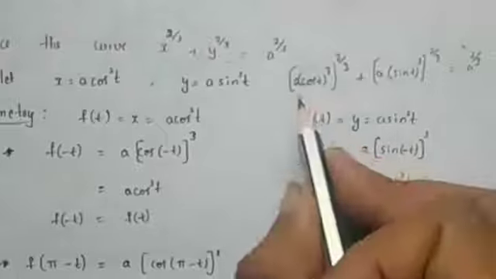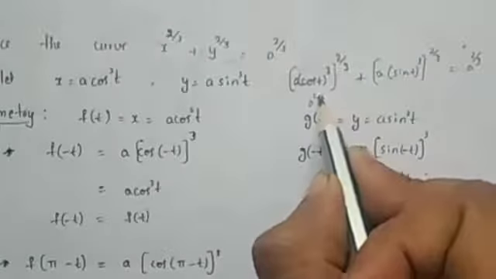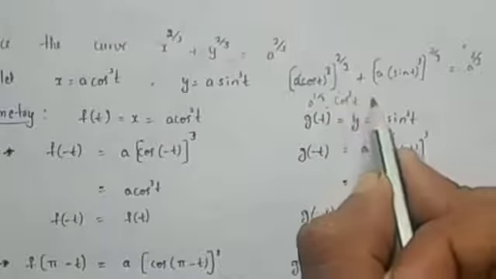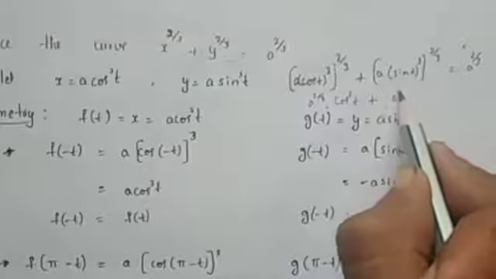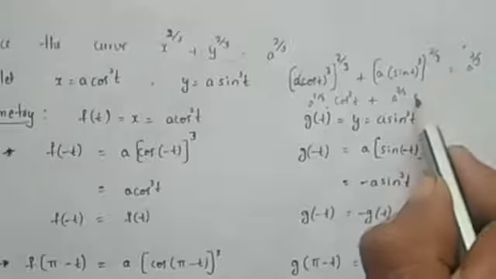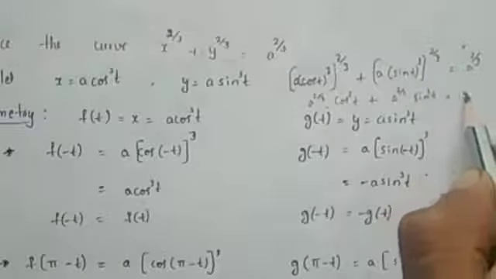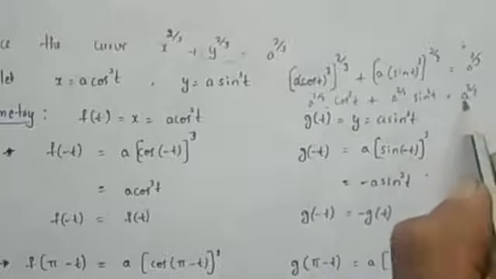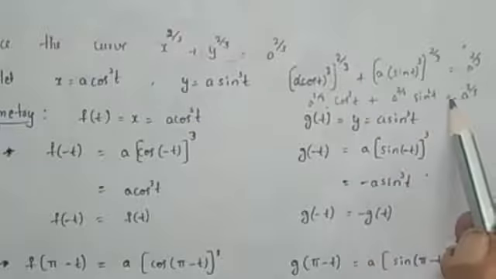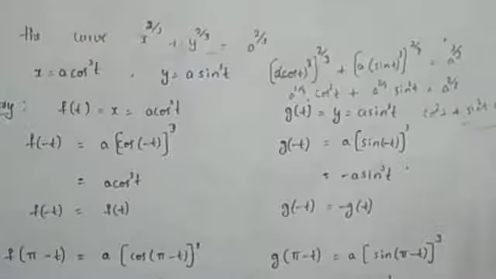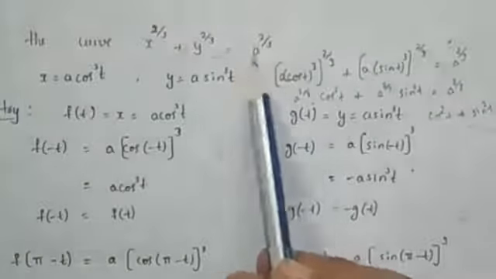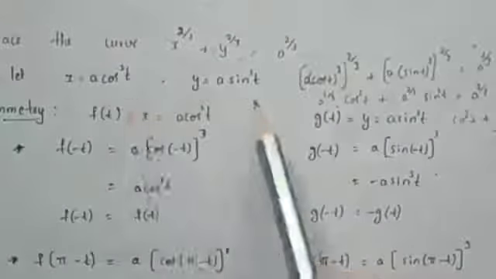It is nothing but a^(2/3) into (cos t)³ to the power 2/3, the 3 gets cancelled, you get cos²t, plus a^(2/3) into (sin t)³ to the power 2/3, the 3 gets cancelled, you get sin²t, which is equal to a^(2/3). Divide throughout by a^(2/3), you get cos²t + sin²t = 1. This is the standard formula. So we reduce the Cartesian curve to parametric form.